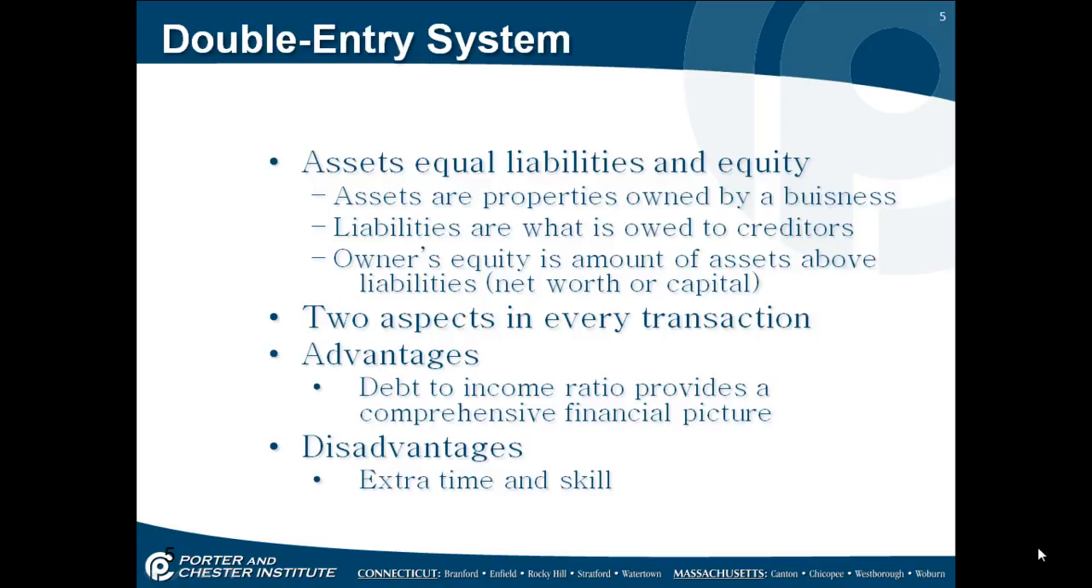Double entry system: assets equal liabilities and equity. Assets are properties owned by a business. Liabilities are what is owed to the creditors. The owner's equity is the amount of assets above the liabilities, their net worth or their capital. Two aspects in every transaction. The advantages are debt to income ratio provides a comprehensive financial picture, and the disadvantage is it takes extra time and skill.